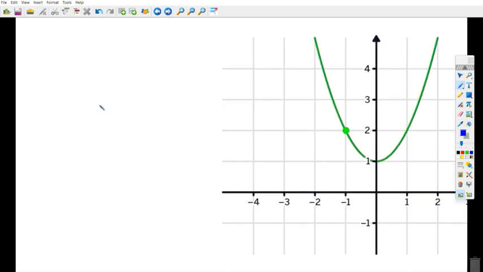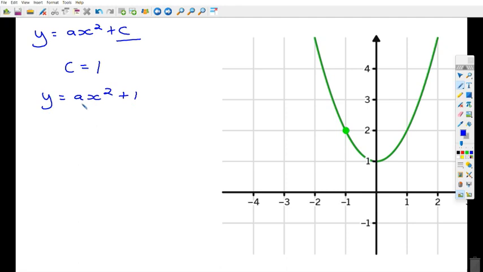To find the equation of any graph, I always start with the general equation, y equals ax squared plus c. My c value tells me what? My turning point or my y-intercept, which is the same thing in this case. So c is equal to my 1. Let's substitute that in. Y is equal to ax squared plus 1.